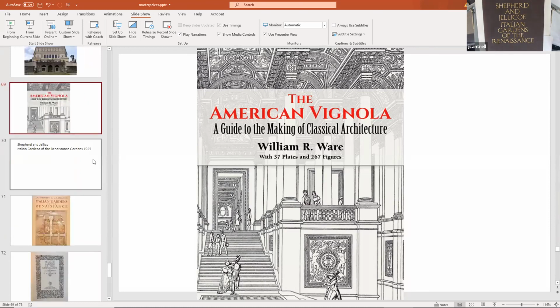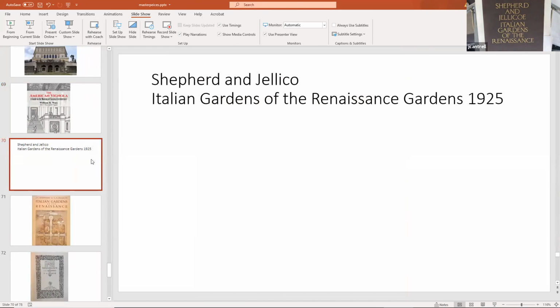The last one I'll show you is a Renaissance book of gardens. You've probably seen this absolutely beautiful publication. This is called Shepherd and Jellicoe, Italian Gardens of the Renaissance, roughly 1925. So this is, way after, of course, Renaissance architecture.